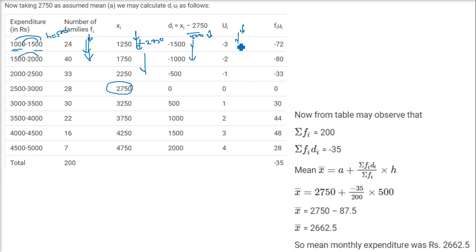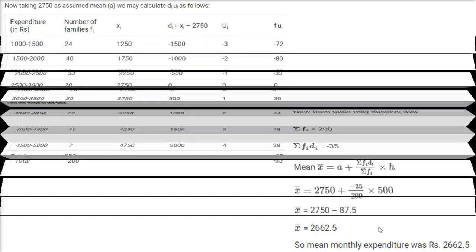Now multiply this column, that is f, with this column. 24 minus 3 is minus 72. Likewise, minus 7 into 4 is minus 28. So now this column you need to add, you get minus 35. So assumed mean A, that is 2750, plus sigma fiui or sigma fidi, that is minus 35, divided by sigma f, which is already given in the question as 200, into H, which is 500. This is the formula, and you get the mean as 2662.5.